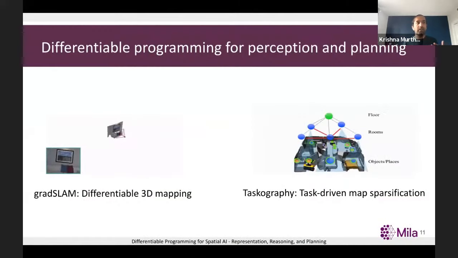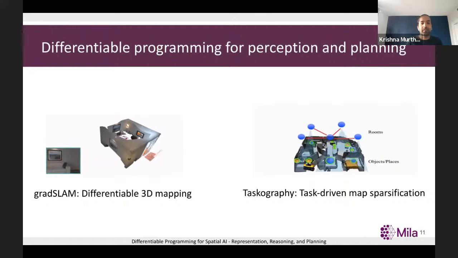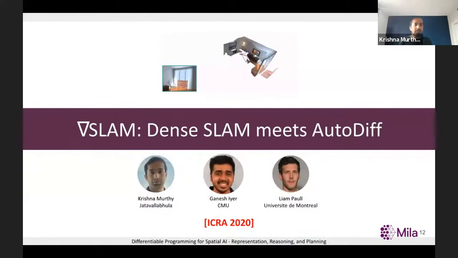So for the remainder of this talk, I'm going to be focusing on 2 recent approaches. First, I'll talk about Grad Slam, which is a differentiable 3D mapping framework. And then I'm going to talk about some of our recent work on task planning over 3D scene graphs. So Grad Slam was something we submitted to ICRA now a year ago. And this was, again, joint work with Ganesh, who was a student at CMU at that time. And yeah, of course, Liam is my advisor.